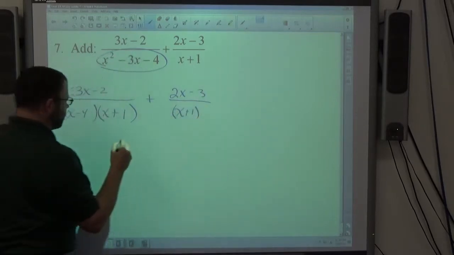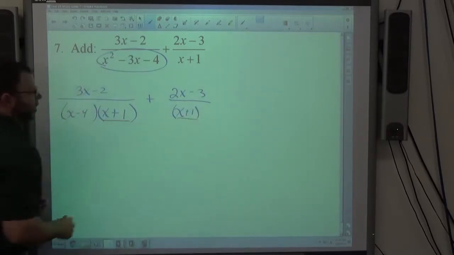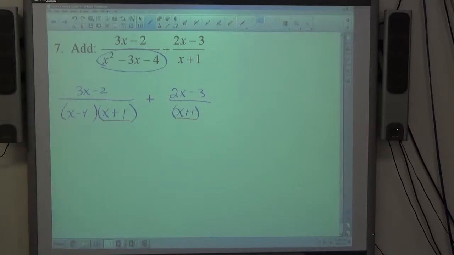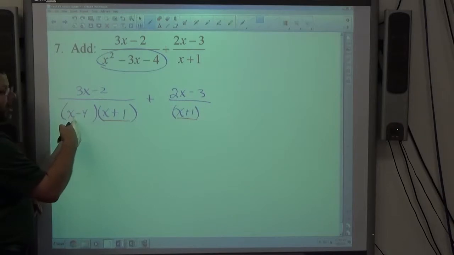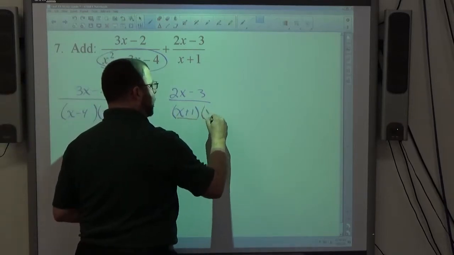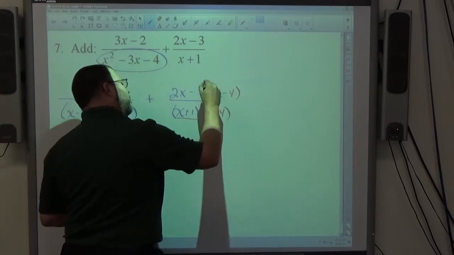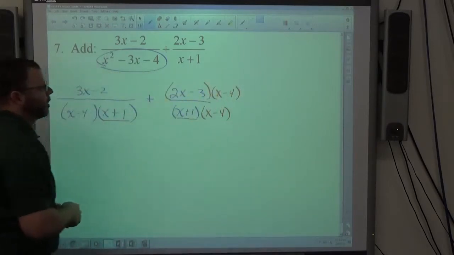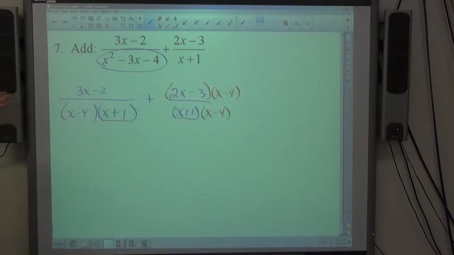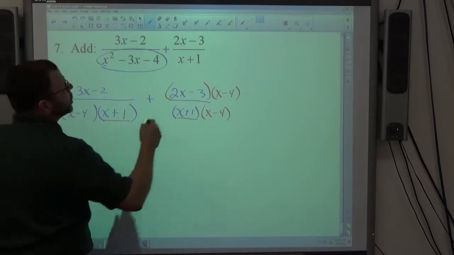I am expecting you to see the fact that x plus 1 is already common, so all that we have to do to make a common denominator is this has an x minus 4 that this is missing, so we need an x minus 4 attached to this. So x minus 4 goes on top, which has to multiply by the entire numerator. Notice the signs all match up properly, so everything's fine as far as that's concerned. What's left to do now is to simplify as much as possible.